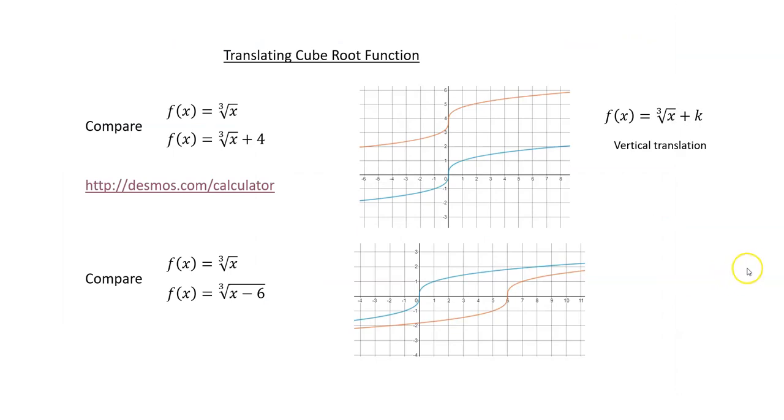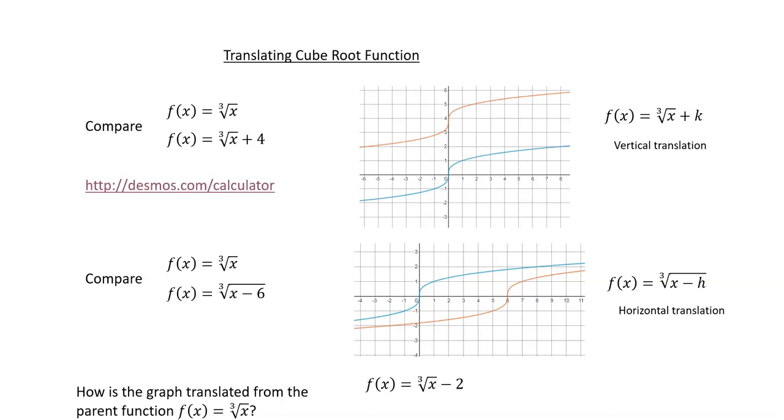So adding something inside the function, f of x equals cube root of x minus h, moves that graph left to right, so that is a horizontal translation. Remember, our convention here is x minus h. So x minus 6 moved it to the right 6 units.